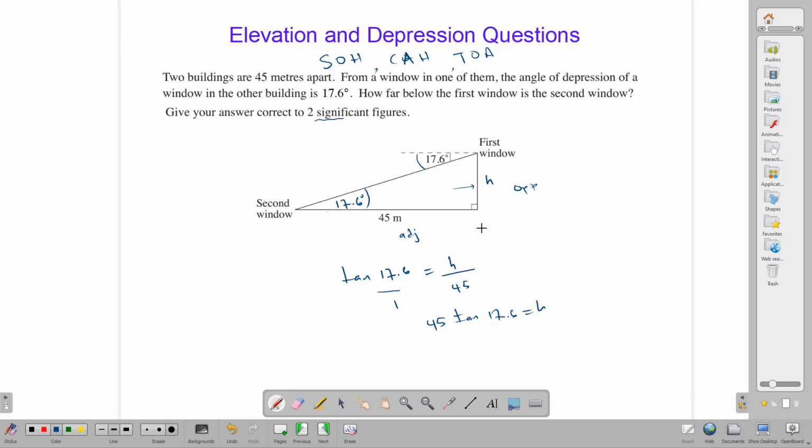So if you remember, if your calculator, when you press the word tangent, gives you the word tan, then you would write this expression directly as you have it. If not, then you have to write it a different way. So 45 multiplied by the tangent of 17.6 should give you 14.3 meters. So the value of h here is 14.3 meters.